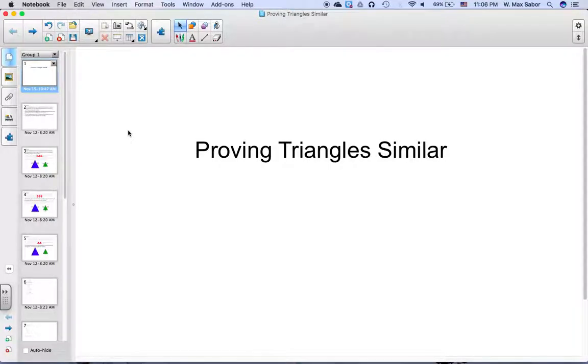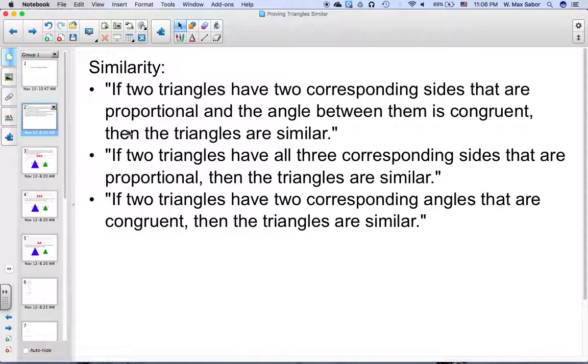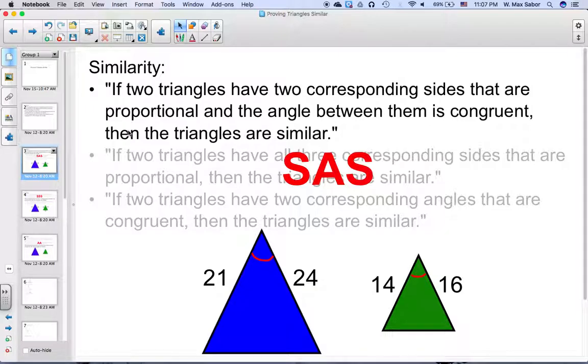Proving triangles similar. Just like there were 5 ways to prove triangles congruent, there are 3 ways to prove triangles similar. All of these are saying if two triangles have something, then the triangles are similar. So if two triangles have two corresponding sides that are proportional, so 21 and 14 have the same ratio as 24 and 16, and the angle between them is congruent, then the triangles are similar.